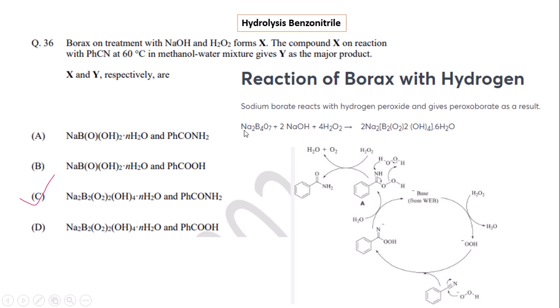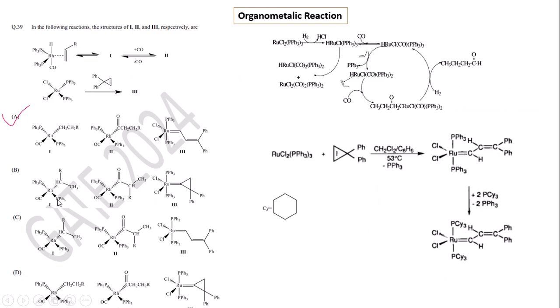In this reaction, borax means Na2B4O7, and on treatment with NaOH and hydrogen peroxide it produces peroxoborate. This peroxoborate is the catalyst which can hydrolyze benzonitrile, that is cyanobenzene, to benzamide. So option C is the correct option.